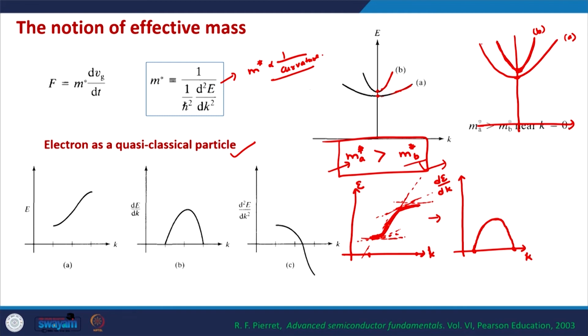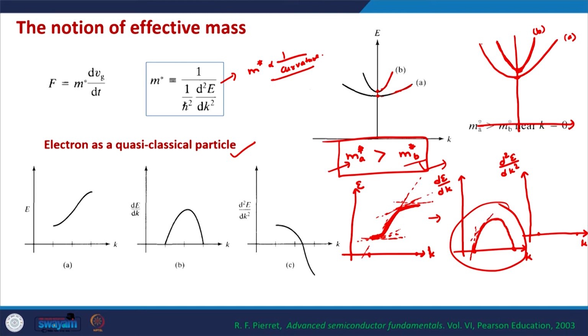So, for this Ek relationship, which is the relationship between dE by dk, and using the same logic, if we plot d2E by dk square, which means the relationship between the curvature of this plot as a function of k. So, d2E by dk square is the curvature of this plot. If this is the bottom of the band, this is the top of the band, the curvature here, as you can see, the tangent is positive.